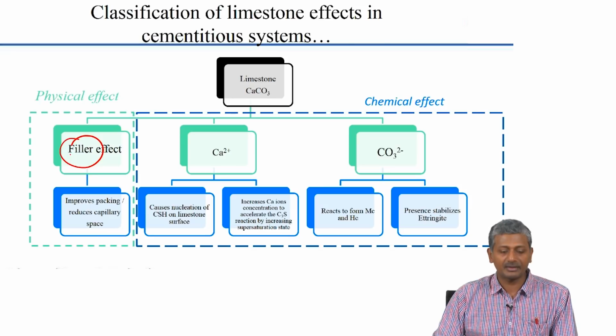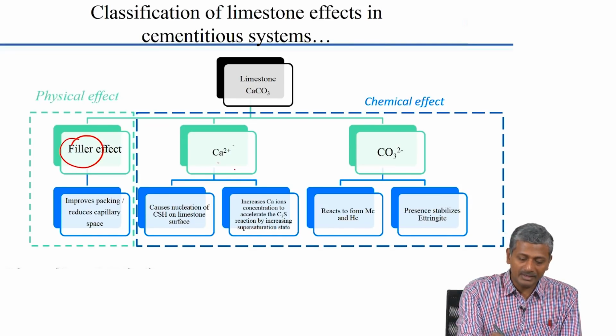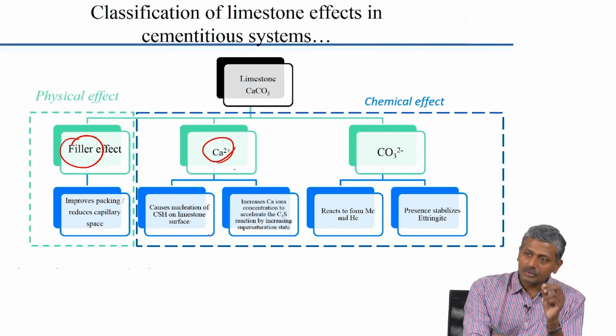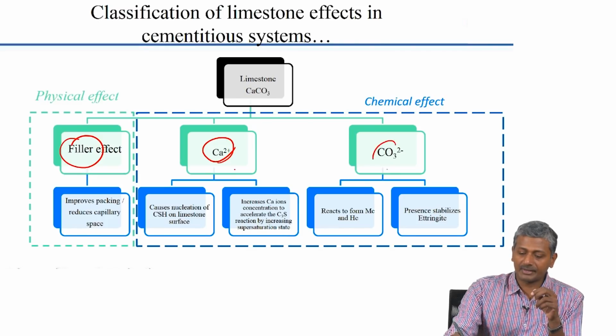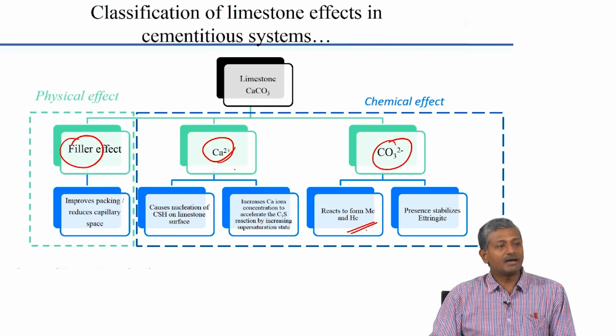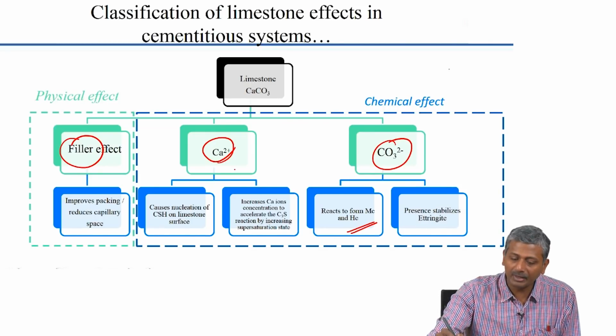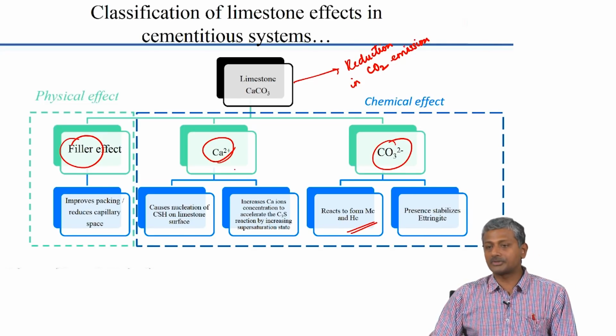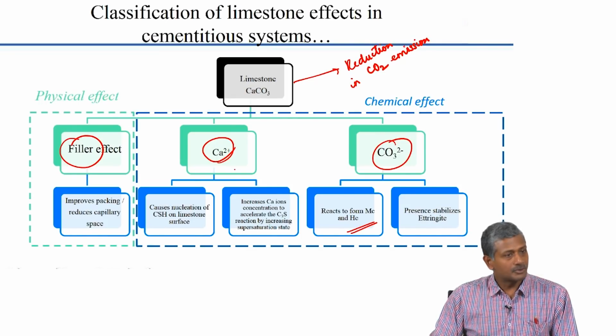If you consider the chemical effect, the increased amount of calcium leads to the nucleation of calcium silicate hydrate on the small particles of the limestone itself, whereas the carbonate leads to the formation of monocarbonate and hemicarbonate. Okay. So, again you have overall a very positive role for limestone to play in the cementitious systems, and more than that limestone causes reduction in CO2 emission, because you are no longer burning the product, you are no longer processing the product. Because of that, when you replace cement with limestone, you are essentially getting a much better CO2 emission performance.